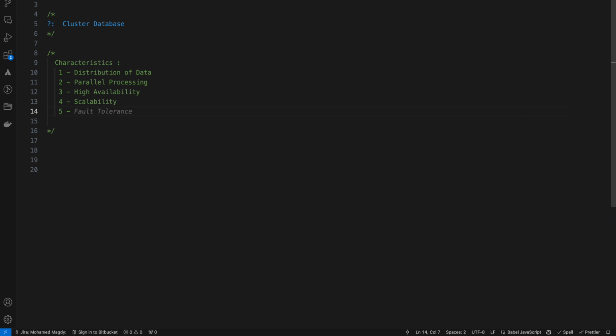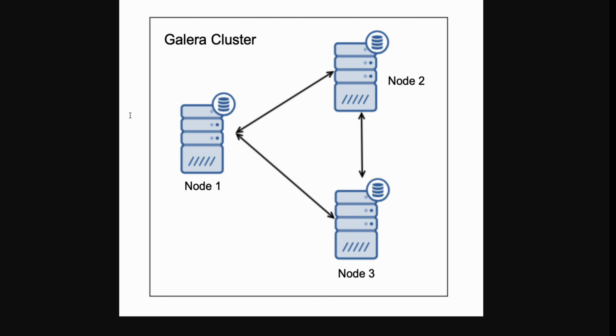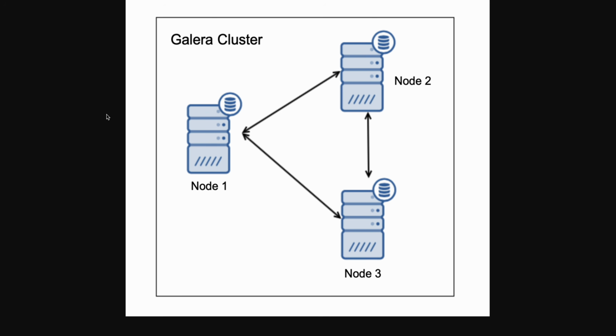Number 5 is load balancing, but we already mentioned it in parallel processing, so let's just say it again. Cluster databases often incorporate load balancing mechanisms to distribute incoming requests evenly across the nodes. This ensures that no single node becomes a bottleneck and that resources are used efficiently.